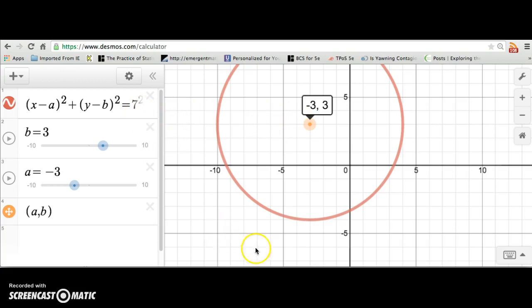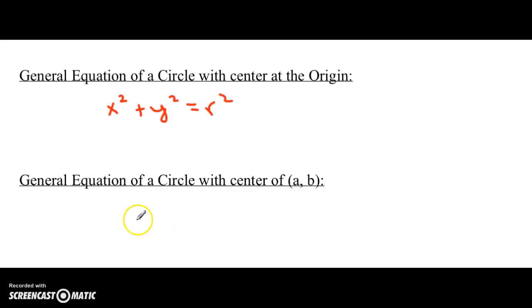Let's try to generalize this. So if our circle is centered at the point A, B, our equation of the circle would be x minus a quantity squared plus y minus b quantity squared equals radius squared.